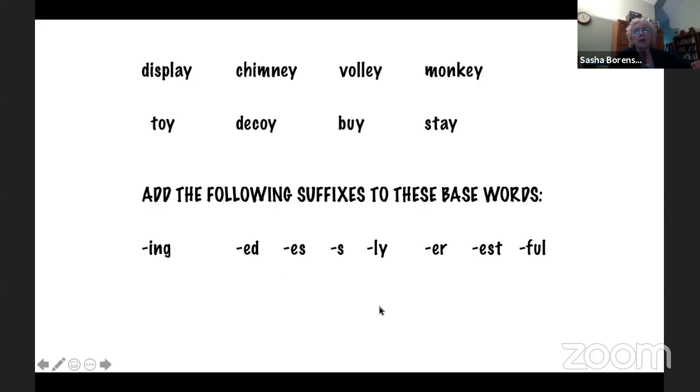So instead of going into groups, let's have each of you pick one word and add these suffixes and see what you come up with, just to practice it a minute. So just take one word and add the suffixes.